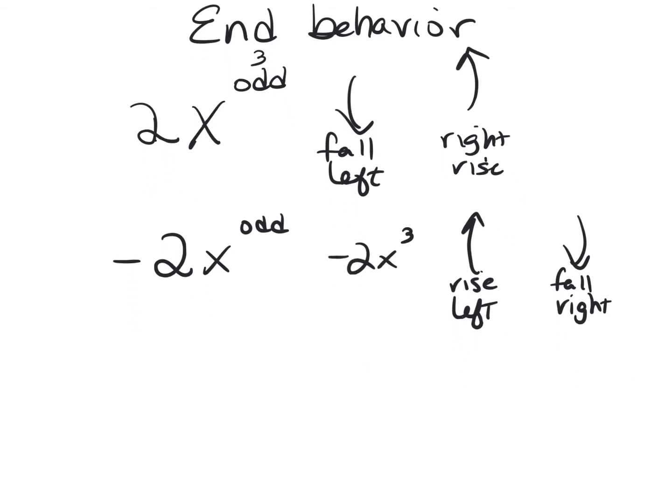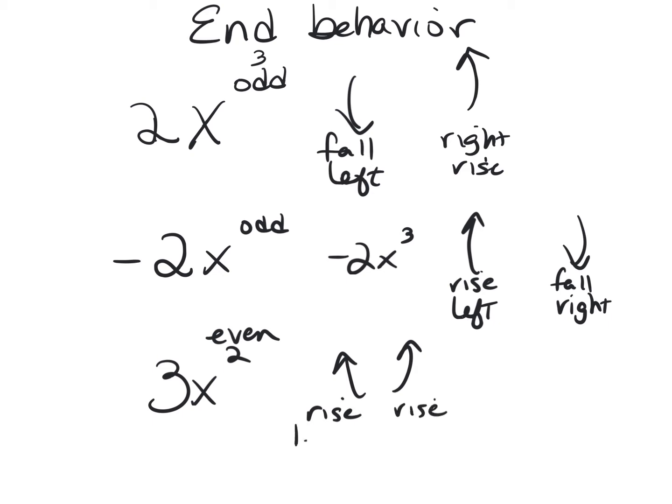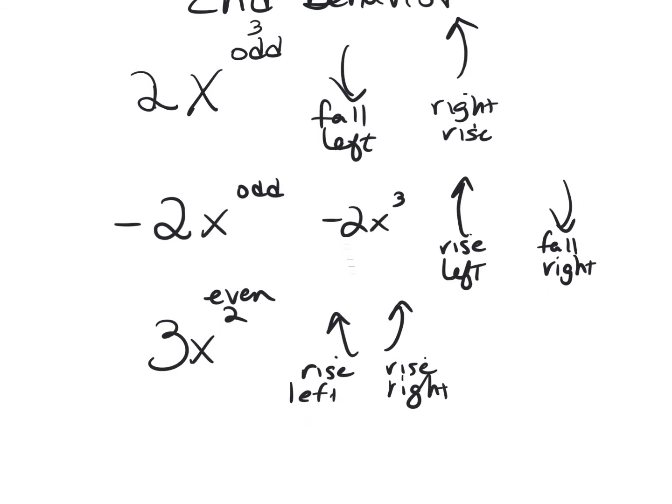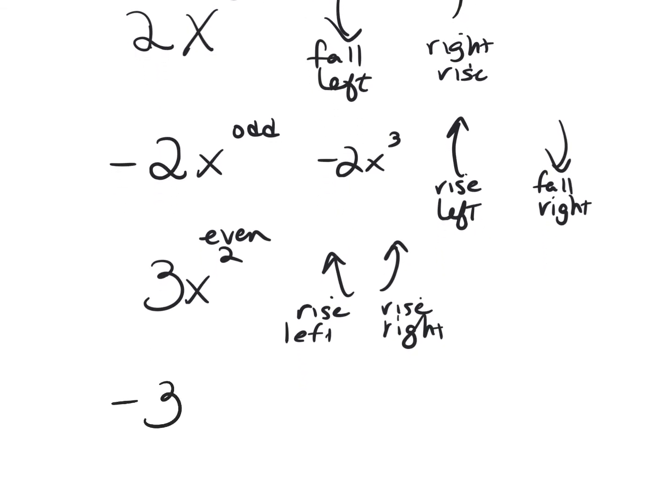Then if your exponent is an even number, so let's say it's a positive number, let's say it's 3x squared. So if this power is even, then your end behavior looks like a parabola. It's going to rise to the left and it's going to rise to the right. If it's a negative number in front of your variable that's raised to an even power, then it's going to fall to the left and fall to the right.